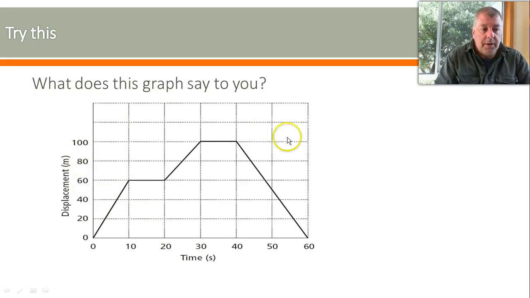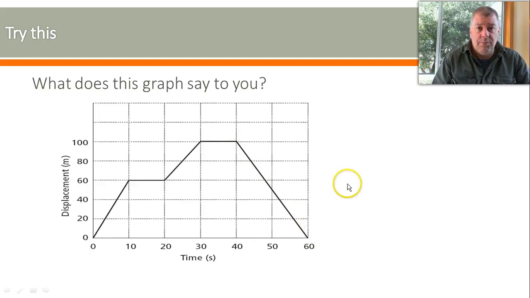Now I could ask you to write a paragraph describing the motion that this body undergoes in the 60 seconds described here in this graph, and you could say, well, it starts at the origin, it moves to 60 meters after 10 seconds, it stops there, and then it moves to 100 meters, and then it stops there, then it moves back to the start. And that's an okay answer, but you actually need to do a bit more than that to get the full answer. You actually would need to do some analysis.